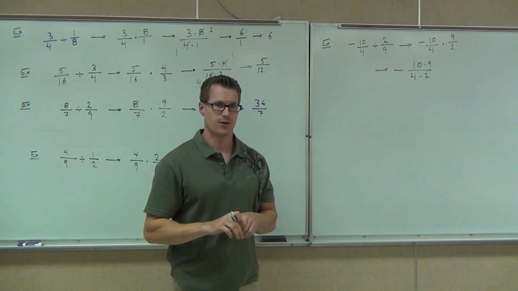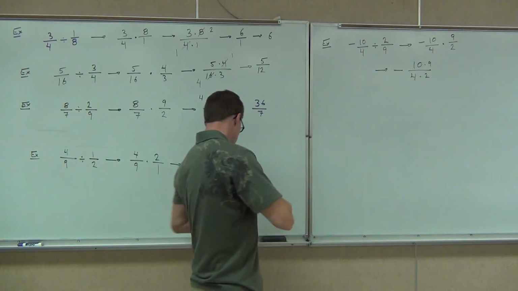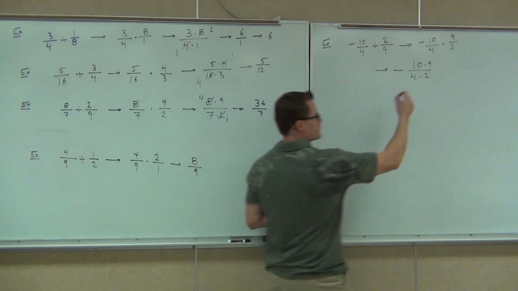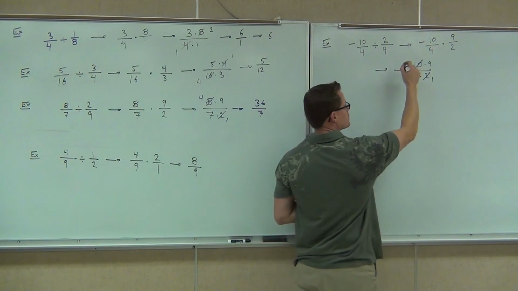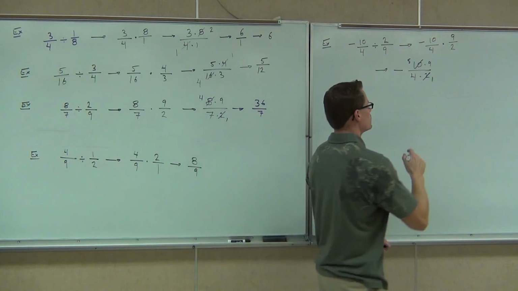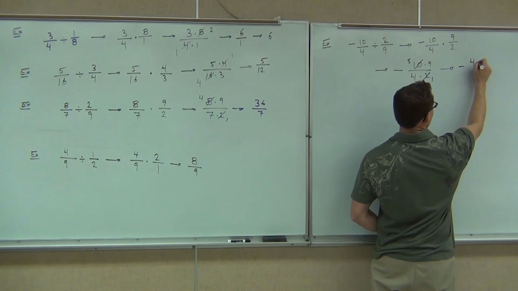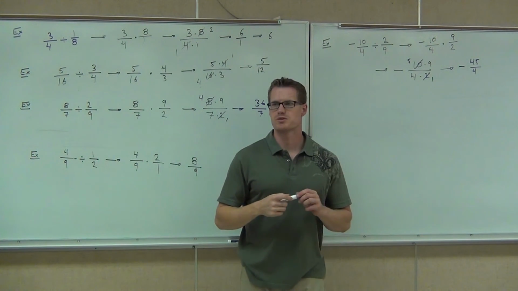What can we simplify? 10 and 2. 10 and 2, they'll share a factor of 2. So we'll divide both of them by 2. 2 divided by 2 gives us how much? 1. 10 divided by 2 gives us? What's our answer going to be? 45. 45 fourths? Negative 45. Negative 45. Okay, that works.